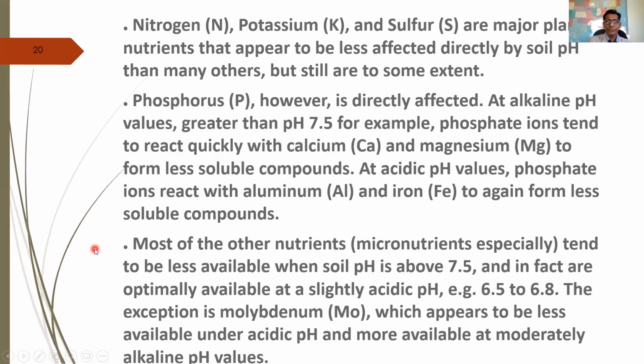Most of the other nutrients, especially micronutrients, tend to be less available when soil pH is above 7.5, and in fact are optimally available at a slightly acidic pH, for example 6.5 to 6.8. The exception is molybdenum, which is available under acidic pH and more available at moderately alkaline pH values.